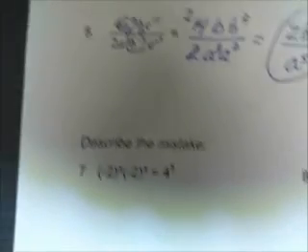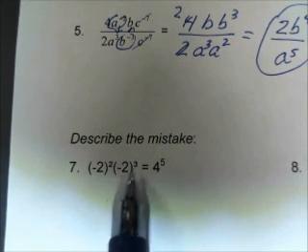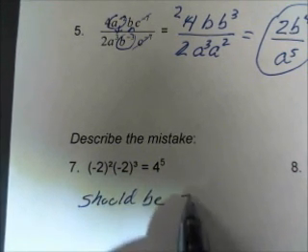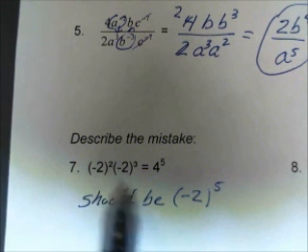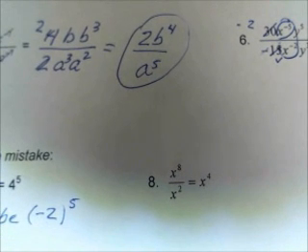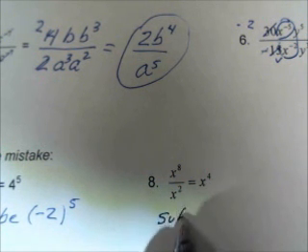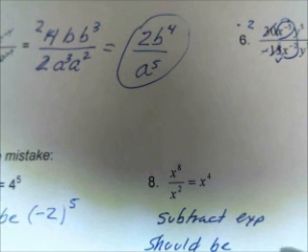In 7, 8, and 9, in this section, we want to describe the mistake. Negative 2 raised to the 2nd times negative 2 raised to the 3rd should be negative 2 raised to the 5th. Same bases, you just copy the base and then apply the rules for the exponent. Number 8, x to the 8th divided by x to the 2nd. When you're dividing, what do you do with the exponents? You subtract the exponents. So this should be x to the 6th, not x to the 4th.